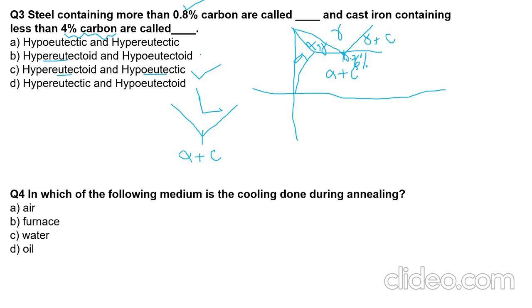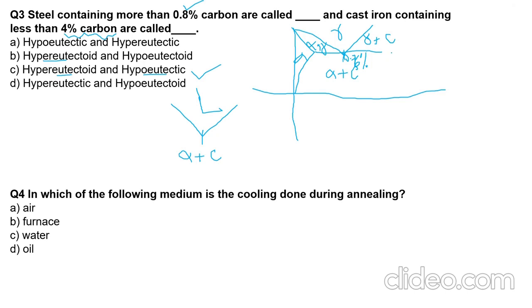Then we have another question that says, in which of the following media is the cooling done during annealing? Air, furnace, water, or oil? So you have different media to cool the material, right? For example, you have air. What is normally done in annealing is you take your sample and put it in a furnace at a certain temperature, which is above your A3 temperature.